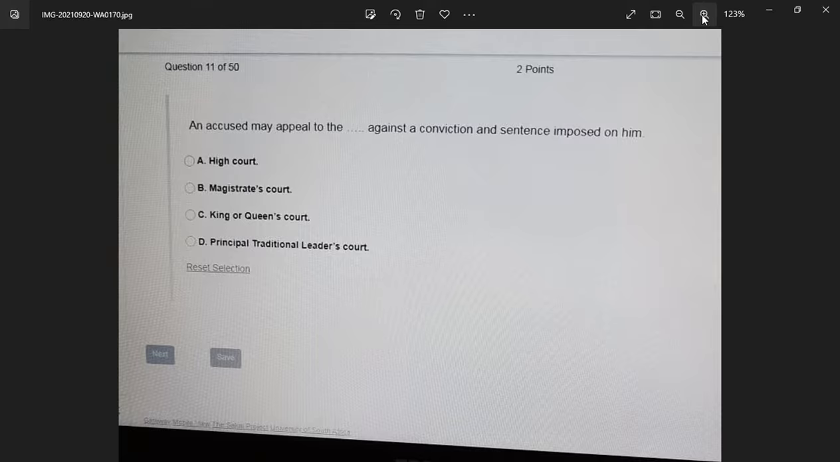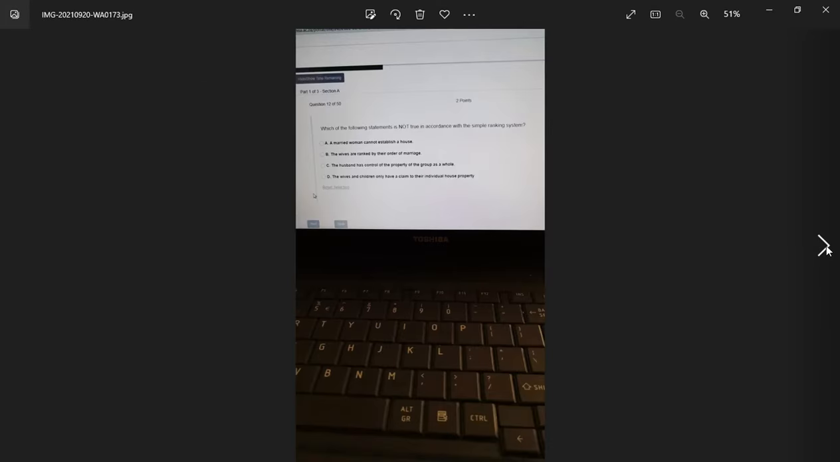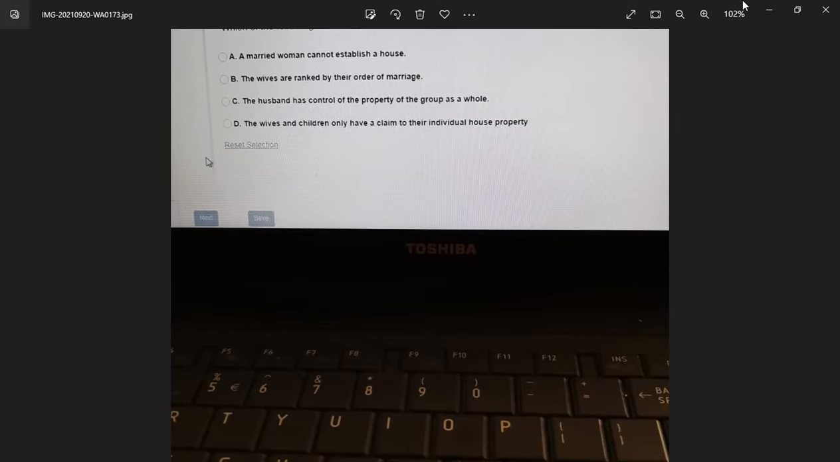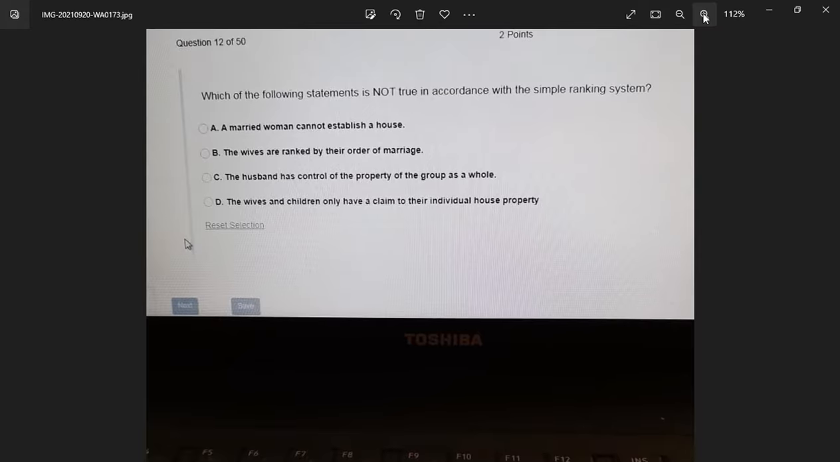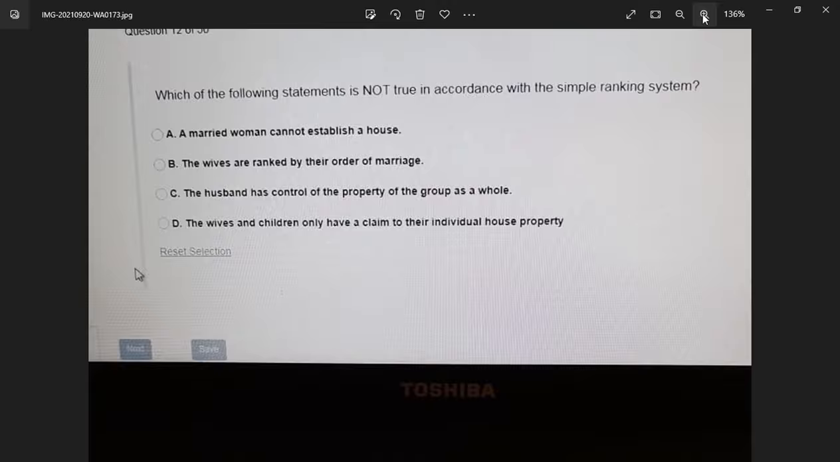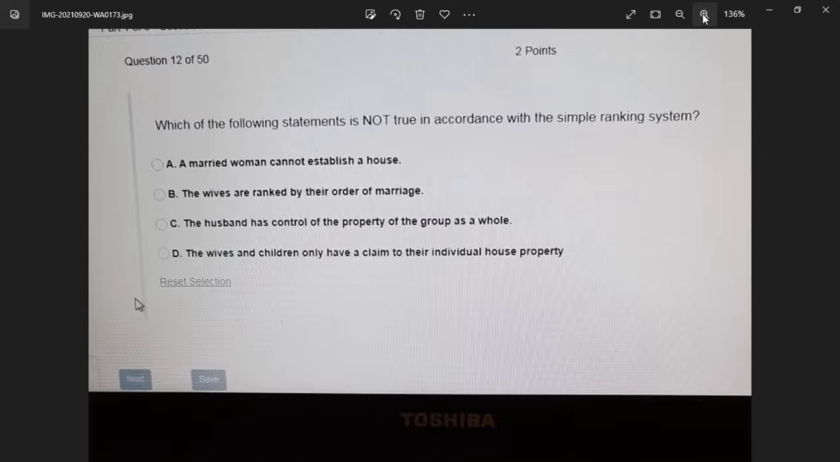An accused may appeal to the against the conviction and sentence imposed on him. The answer is B, which I found on page 125. It says the magistrate court. I am sure of these answers, you guys. This is something that I am not guessing on. The ones that I did not find the answers to, or am not sure of, I just left blank because I was avoiding giving you false answers.